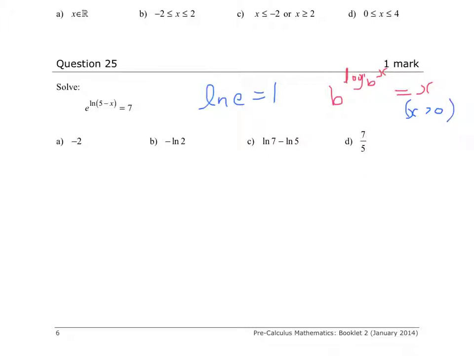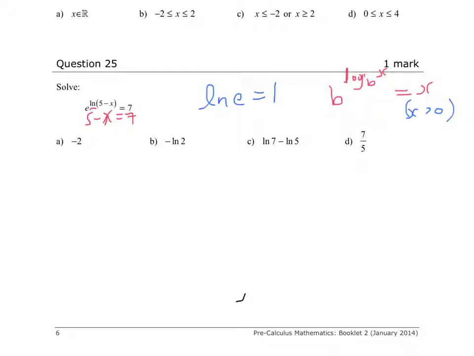So if we apply this rule to this particular question, it's really the same. My base is e here, and my base of natural log is e, which I don't see. So I'm quickly left with just the inside argument. So I'm actually left with 5 minus x equals 7.